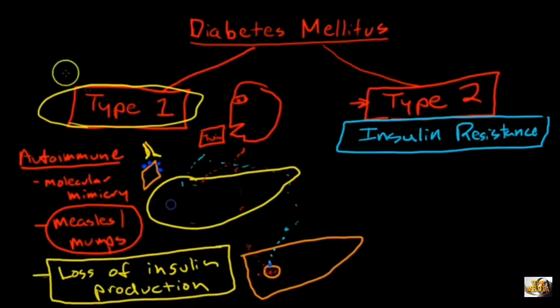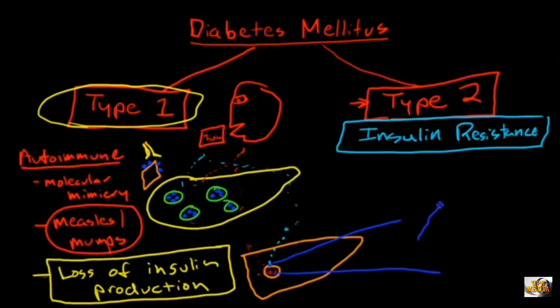So what happens is, we have these happy little islets of Langerhans with lots of happy little beta cells in them that are perfectly capable of producing all the insulin that we need. The dysfunction here is actually in the cells that are receiving the message from the insulin. Now remember what happens here, inside the cell.